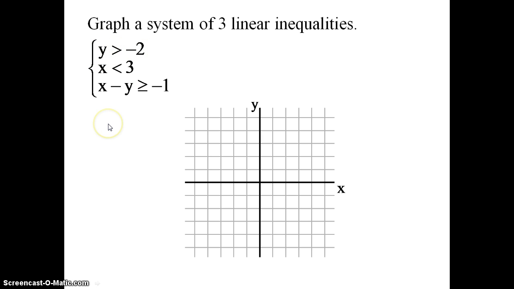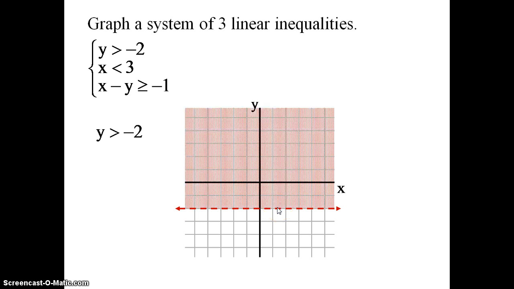Y is greater than negative 2. That tells me I have no slope, or the slope is 0, and I'm just going to have a horizontal line going across at negative 2, and it's a dotted line because it's just greater than, so I'm going to be shading up. And I think it's important here that you pick 3 colors so that when we see the overlap, we can see how they overlap with the 3 colors.